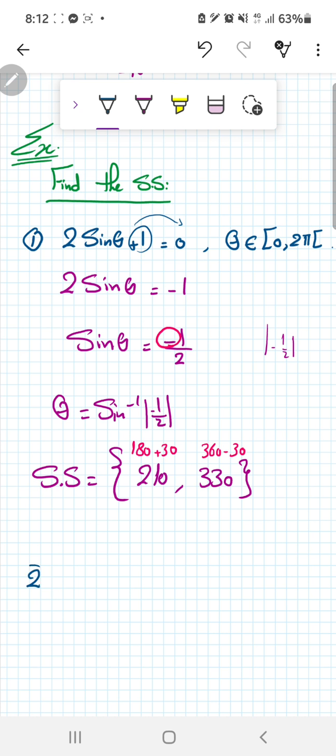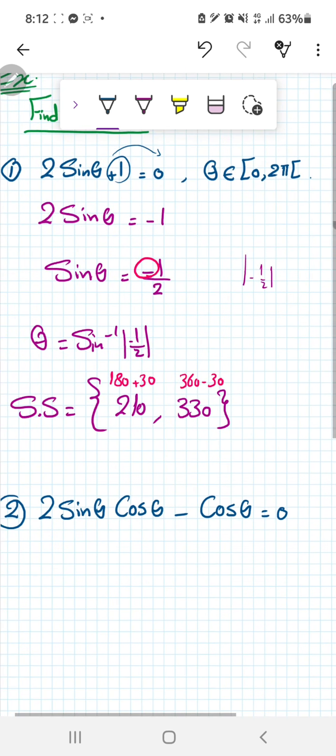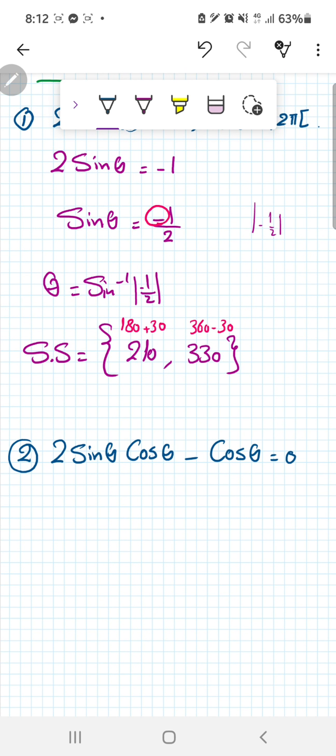Number 2. Also, we want to get the solution set of 2 sine theta cosine theta minus cosine theta equals 0. In the last term, we learned how to solve trigonometric equations of first degree. In the second term here, we solve equations of second degree, like number 2. Here we have sine theta cosine theta. We have a multiplication, so we have here second degree.